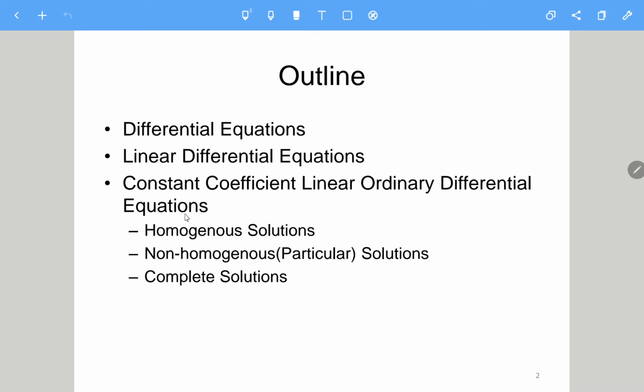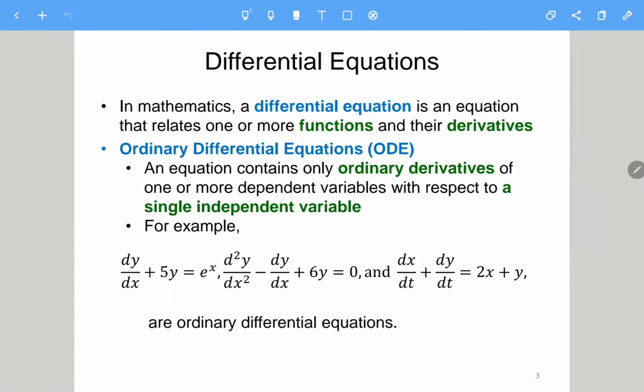So actually we'll solve the homogeneous solution and the non-homogeneous solution, or we can call it the particular solution, and then we can add them together so that we have the complete solution to the differential equation. Okay, so first is the definition of the differential equation.